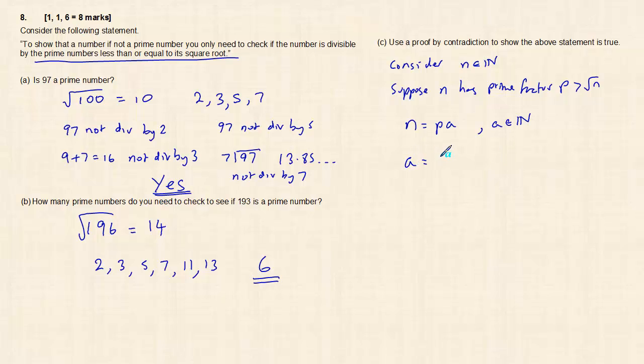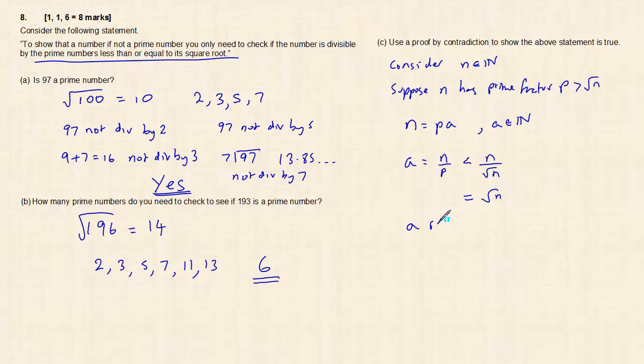Now a would be equal to n divided by p, which is less than n divided by root n, since we know that p is more than root n. So what we're doing here is actually making the denominator smaller. Therefore we must have a bigger number just here. And that means that a is less than root n, since n divided by root n is root n.